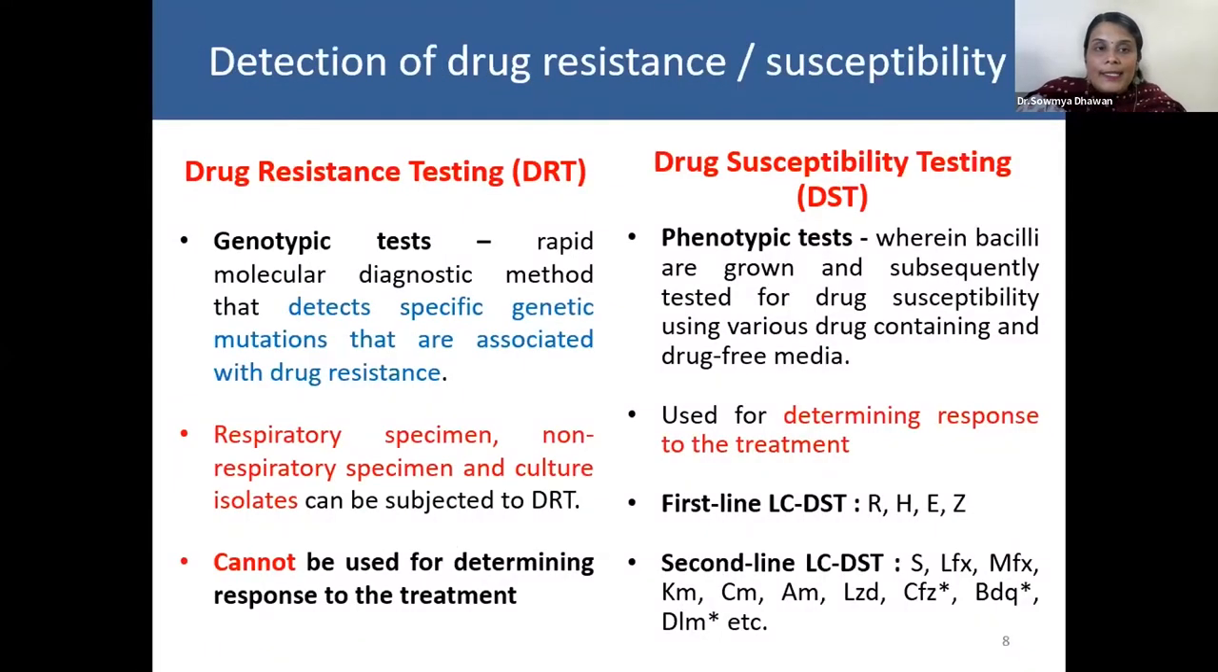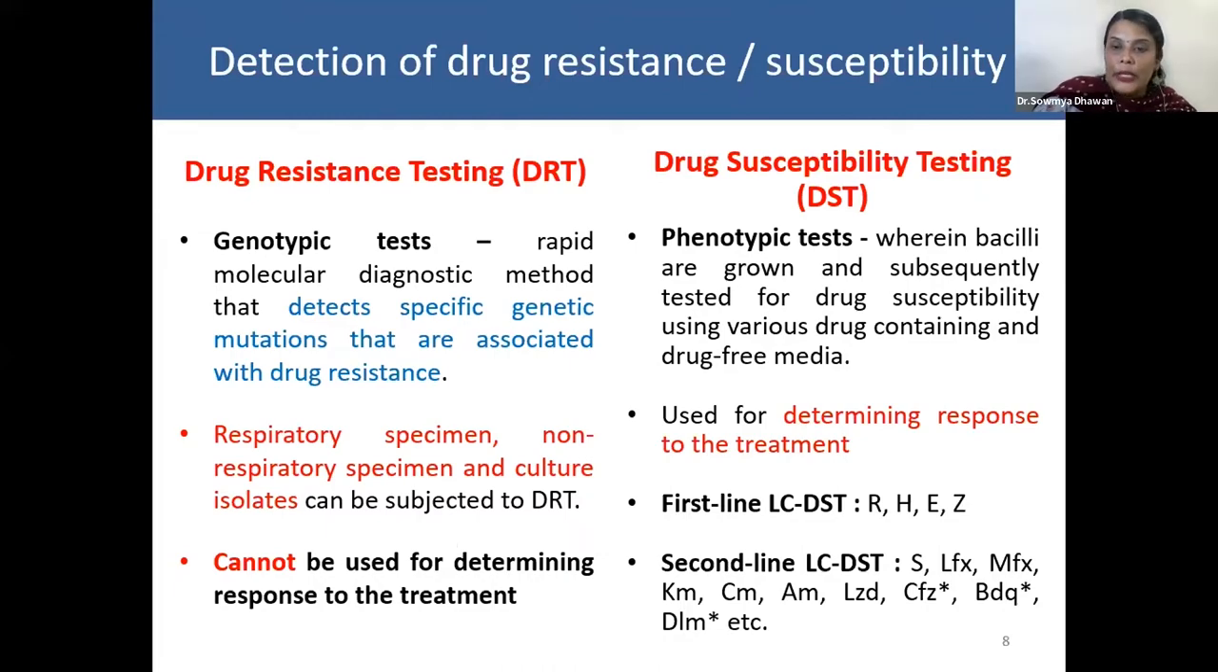So as already discussed, detection of drug resistance and susceptibility can be done by means of the genotypic method, considering the turnaround time. Nowadays, we are focusing on the universal DST method, wherein the patient is directly offered upfront NAT facility, and consistently the sample is moved towards LPA. The only problem is that we cannot use this for understanding the treatment response.